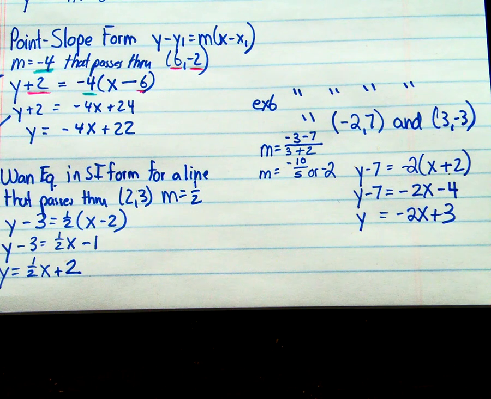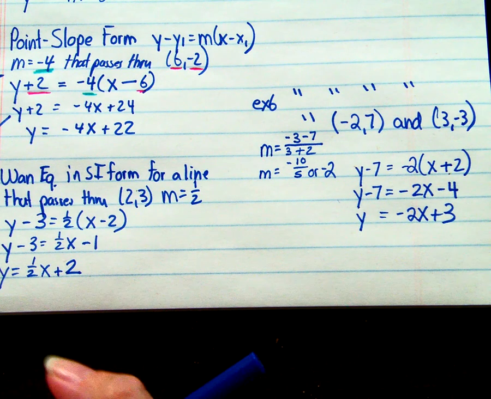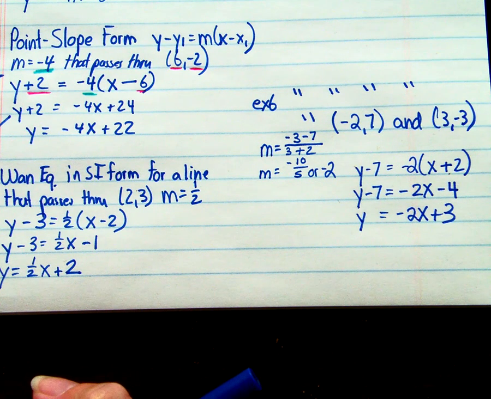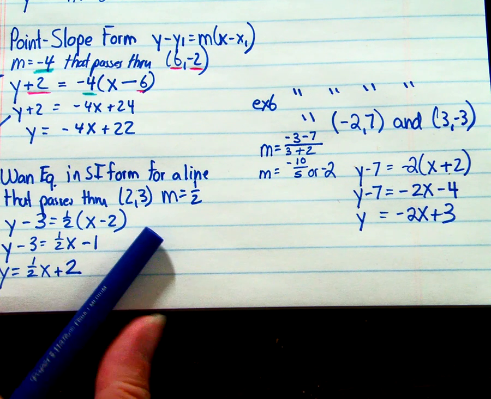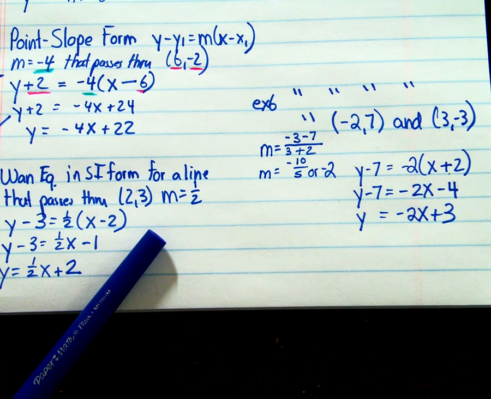All right. Understand what you're looking for? You got to have slope. If you have the y-intercept, use the easy method. If you don't have the y-intercept, use the point-slope method. Got it?